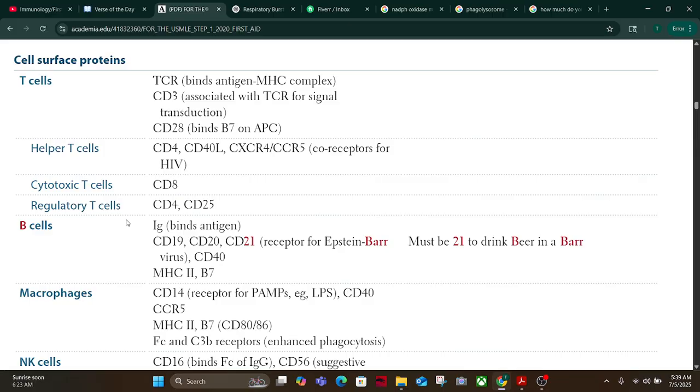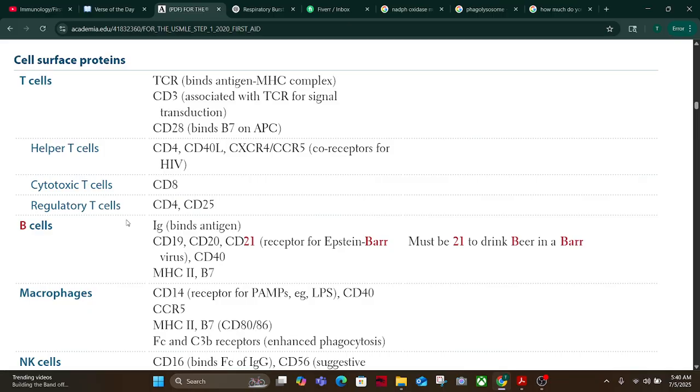MHC class 2 and B7, all APCs will have B7 and MHC class 2. Macrophages have C3b and FC receptors on them. FC portion of IgG binds FC receptor on the macrophage. C3b binds to C3b receptor on macrophage for opsonization.